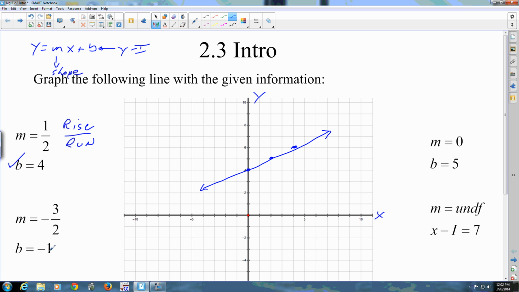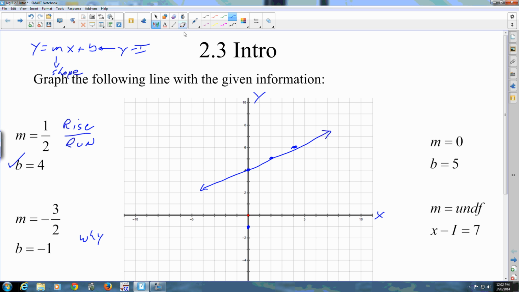Trying this one, the y-intercept is -1. So again, you're on your y-axis, that's your y-intercept. Why is it a B? I have no idea. Same thing with slope. Why is it an M rather than S? No idea. But you just have to memorize that B is your y-intercept. So y-intercept is -1, slope -3/2.